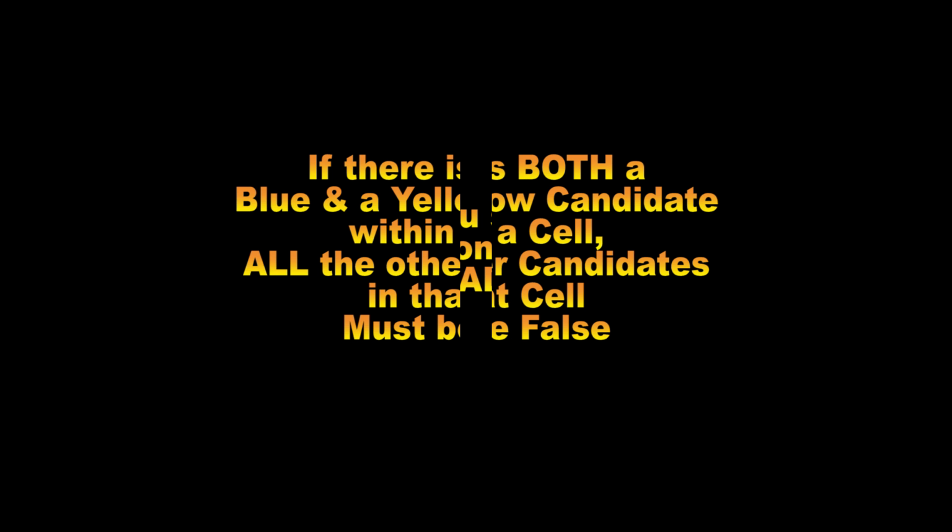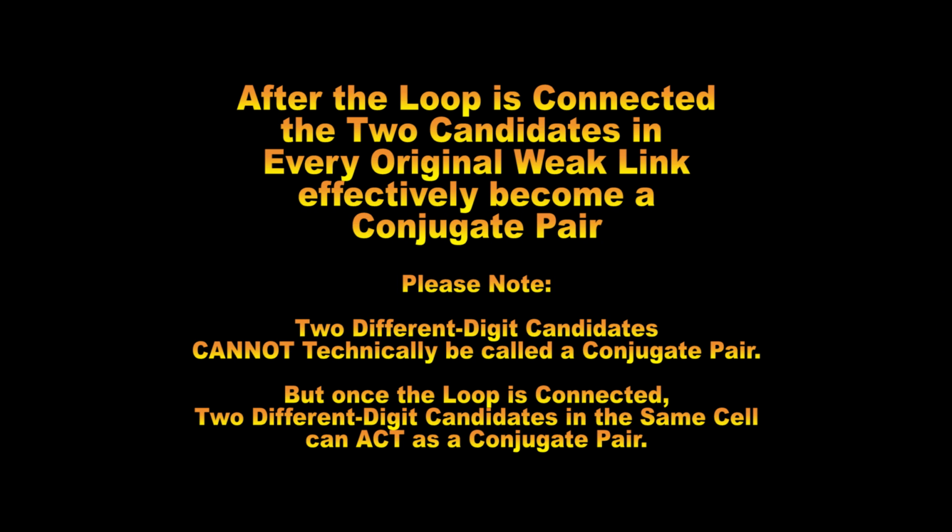When you start out, the strong links are already strong. I know this sounds silly, but what I mean is that there won't be any additional eliminations as a result of the original strong links. Otherwise, they wouldn't have been strong links in the first place. But after the loop is connected, the 2 candidates in every original weak link effectively become a conjugate pair, i.e. a converted strong link, by virtue of the implications of the loop.